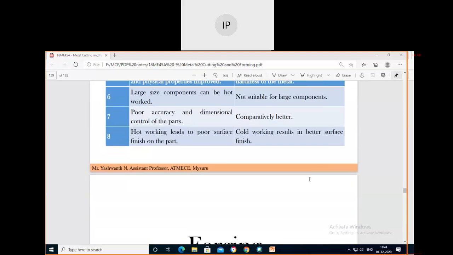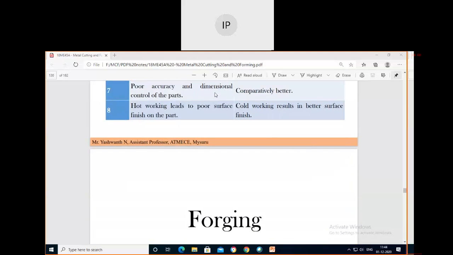You see the accuracy and dimensional controls of the parts. Here we have the poor accuracy and dimension that we call the tolerance. We get the less tolerance parts with the help of hot working condition. But by using cold working, we get relatively better accuracy and close tolerance.